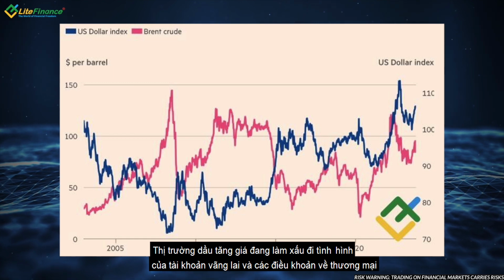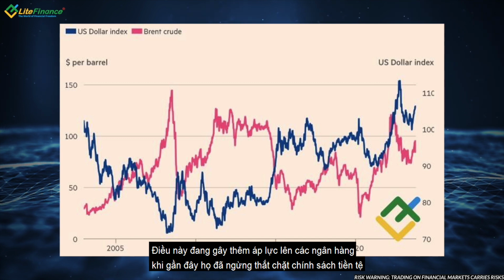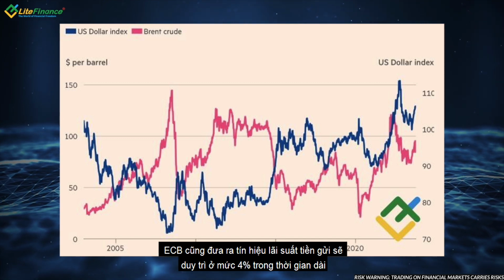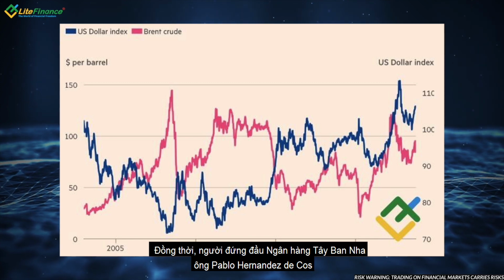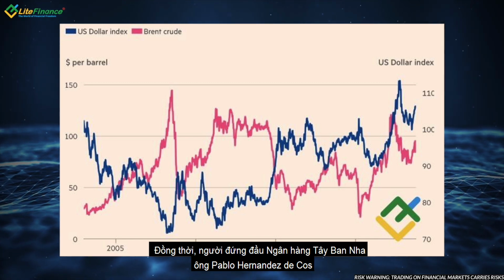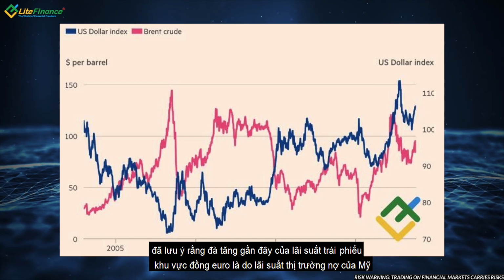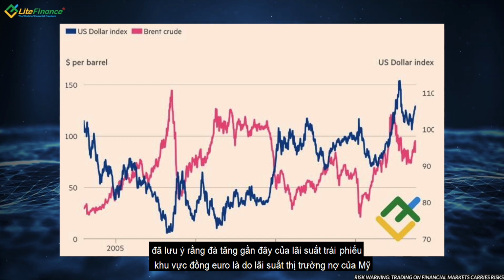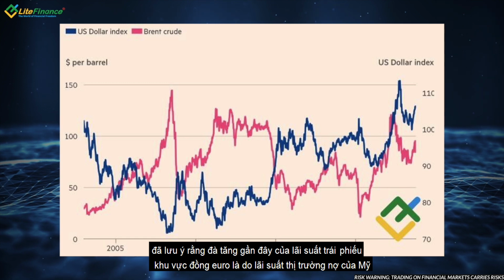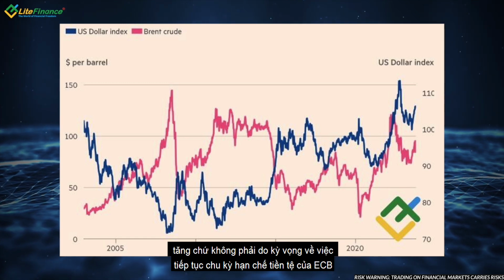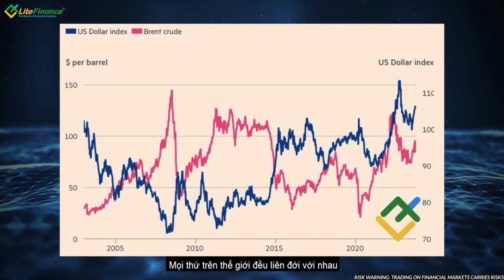Currency weakness increases the risk of a new round of inflation. This puts additional pressure on central banks, which recently stopped tightening monetary policy. The ECB also signaled that the deposit rate will remain at 4% for a long time. At the same time, the head of Bank of Spain, Pablo Hernández de Cos, notes that the recent rally in Eurozone bond yields was due to rising US debt markets rates and not to expectations of a continuation of the ECB's monetary restriction cycle. Everything in the world is now interconnected.